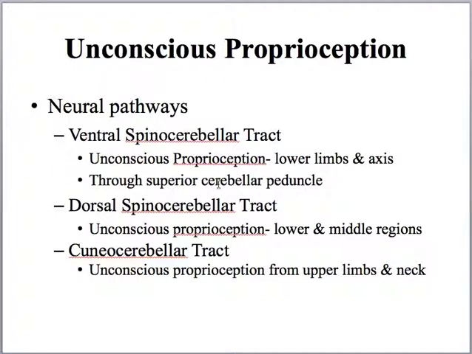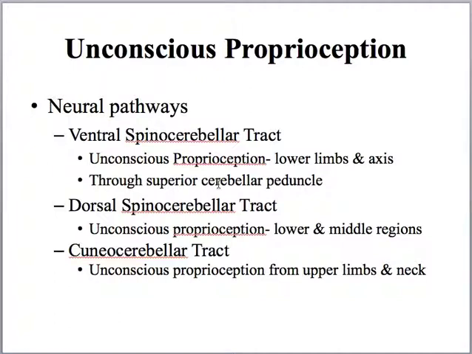Now, the dorsal spinal cerebellar tract, also referred to as your posterior spinal cerebellar tract, this is going to ascend ipsi, and it's going to enter the cerebellum via the inferior cerebellar peduncle. And this is going to convey proprioceptive information from the lower extremity. Same thing with the ventral spinal cerebellar tract, or also referred to as the anterior spinal cerebellar tract.